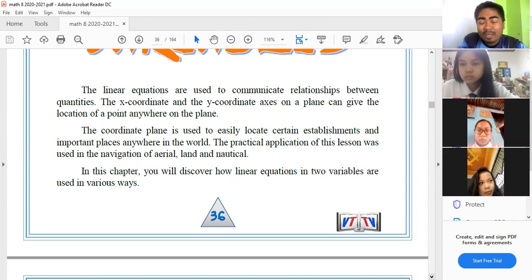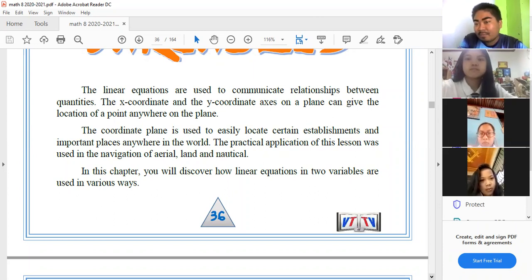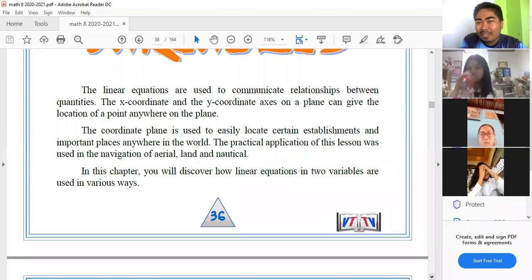So, for example, nakapanood na ba kayo ng mga spy na movies, ganon? Nakikita nyo minsan yung sa navigation sa mga ships. Di ba meron siyang mga parang grids? Lines. So, that is the linear equation. Yun yung tinatawag natin na coordinate plane. Di ba sa spy, yung location nila, 23 degrees north of ganito, ganyan, di ba? So, that is the practical application.